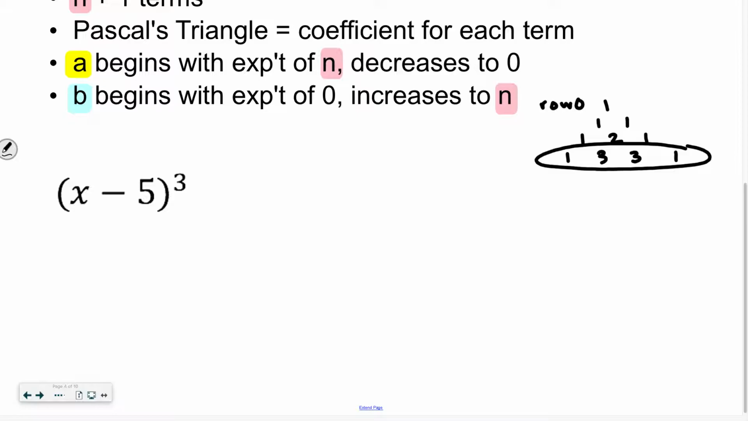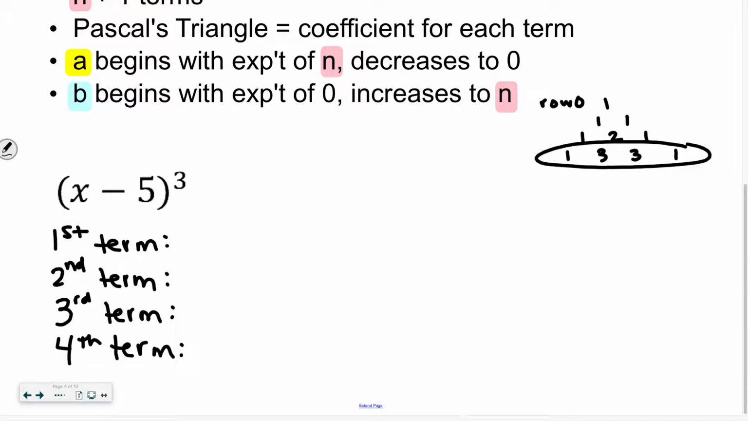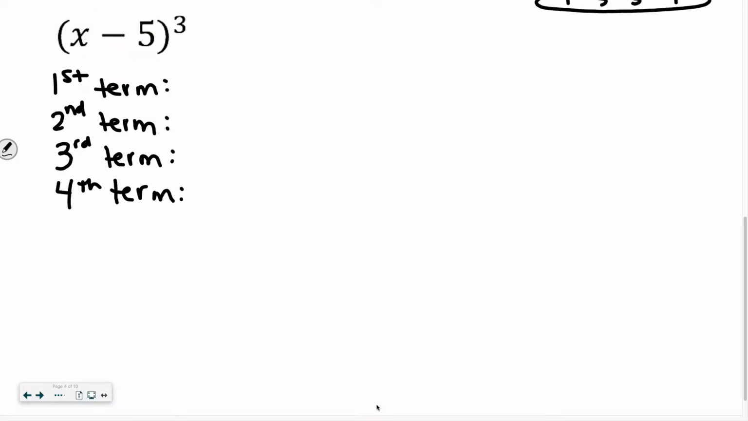So I'm going to break this up. I'm going to say like the first term, the second term, the third term, and the fourth term. And now I know the coefficient that would start off each term. So that'll be a 1, 3, 3, 1.